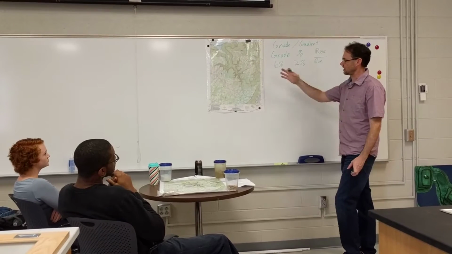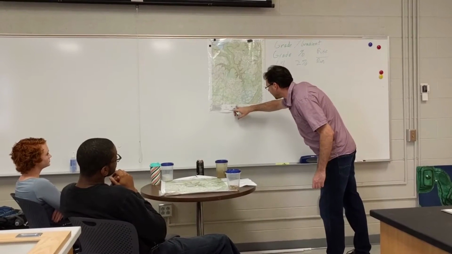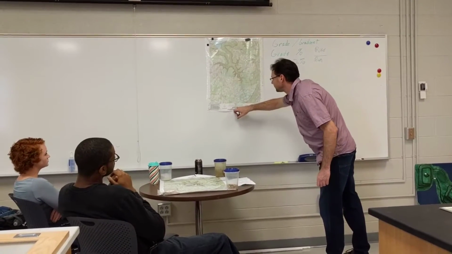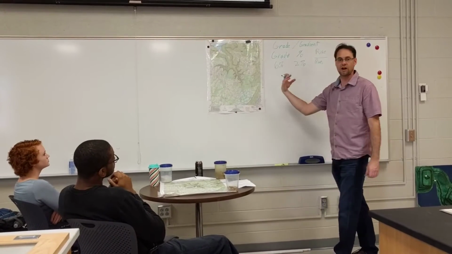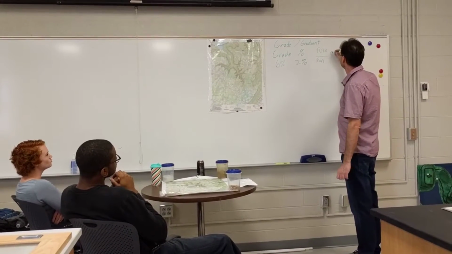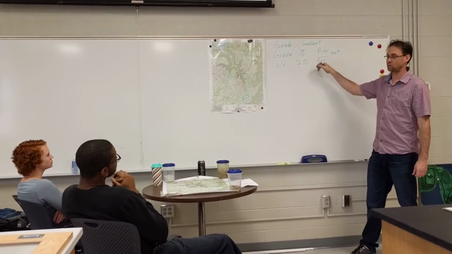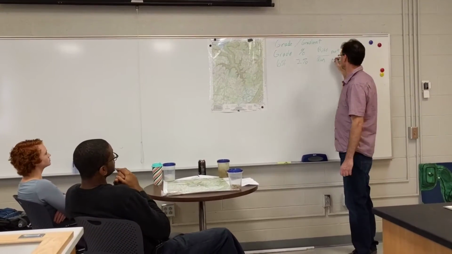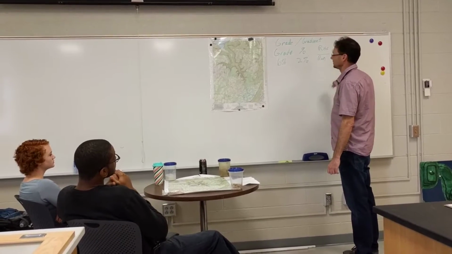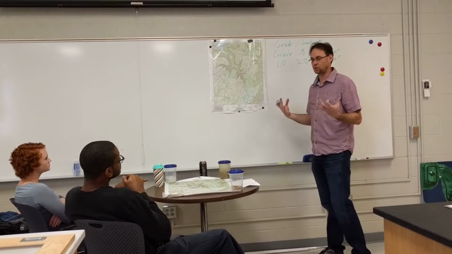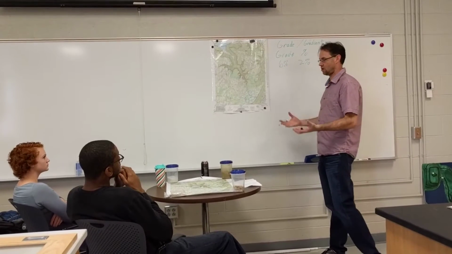So if we see, for example, on this map, we have a contour interval of 5 meters. That means we know our elevation is in meters. What unit do we want our run to be? Meters. Meters is right. Exactly.